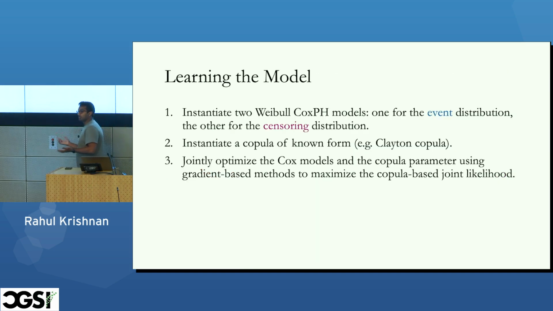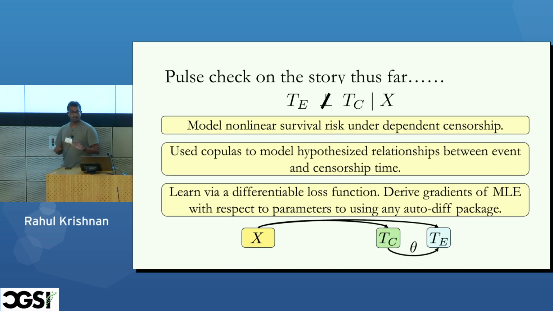And learning the model really follows these three steps. So what we're going to do is we're going to instantiate two of these models, one for the event time and one for the censorship time. And then we're going to instantiate a copula to couple the event and censorship time models that we just created. And we're going to jointly optimize the parameters of all three, the event time model, the censorship time model, and the copula model. So it kind of looks like the diagram at the bottom.